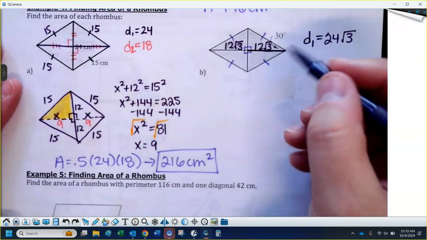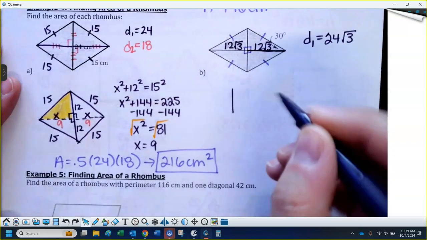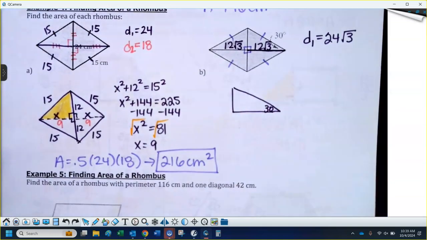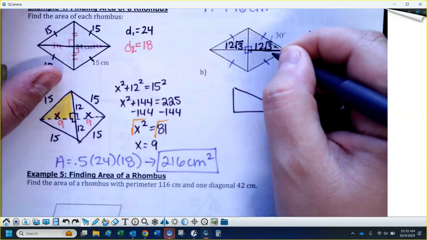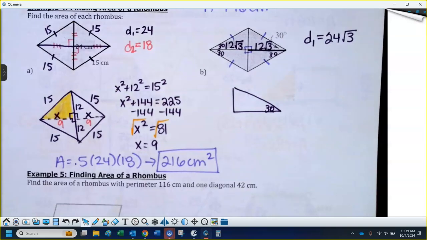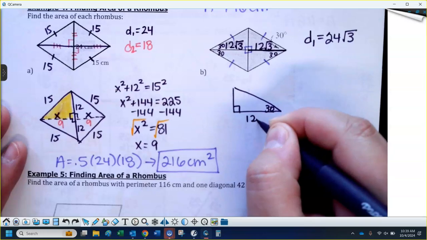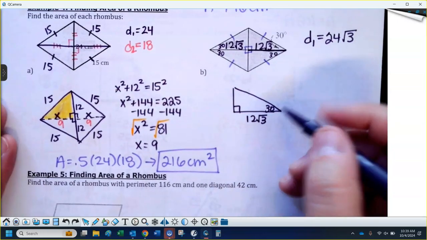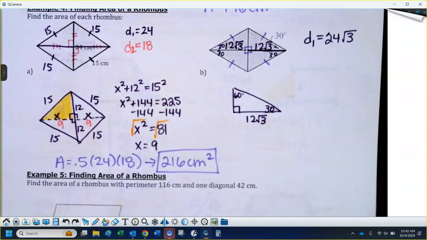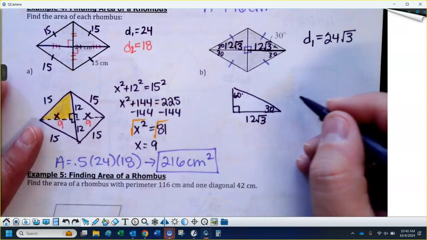Now, this one also, let me draw one of these down here. So they're telling you this is a 30-degree angle. If you have a rhombus, the diagonals bisect each other, and they also bisect the opposite angles. So all these little angles here would be 30. So each one of those little triangles is going to have a 30-degree angle. And I know this is 12 radical 3, and if that's 30, and the diagonals are perpendicular, that's 90. That forces that other angle to be 60. So you got a little 30, 60, 90. All right.